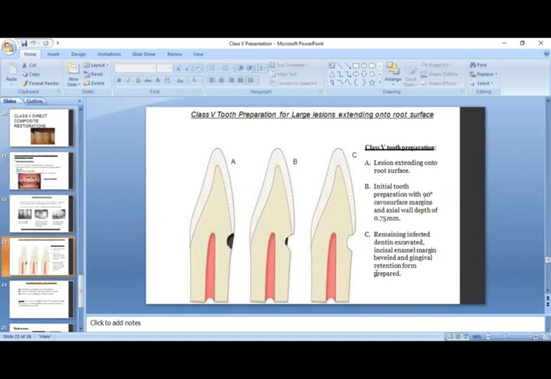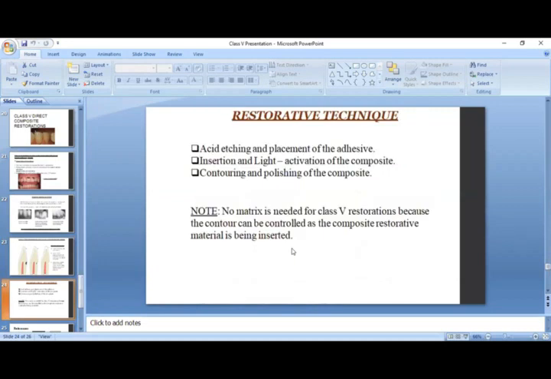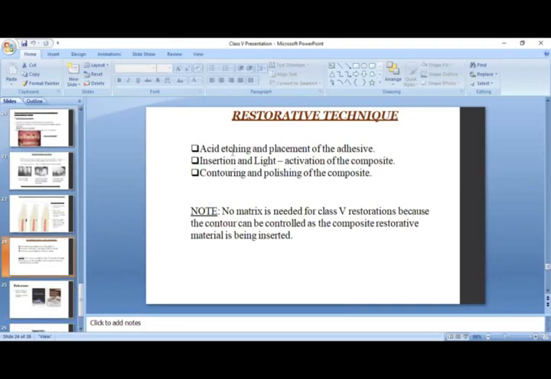What does bevel mean? Bevel means that we place a bevel in that area to increase the surface area, as I mentioned in the class 3 cavity too. Now the restorative process is basically the same for all composite restorations: first the etching, then the light curing and the contouring of the restorative material. No matrix is needed in class 5 because the contour can be controlled as the restorative material is being inserted.